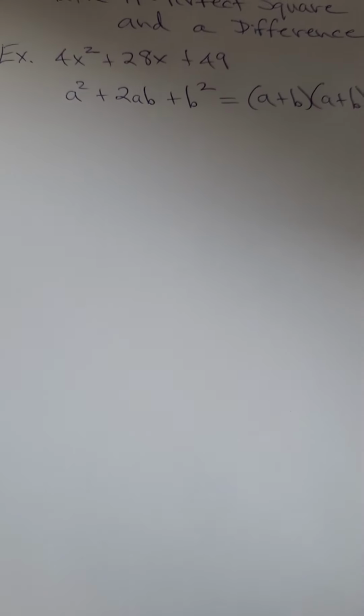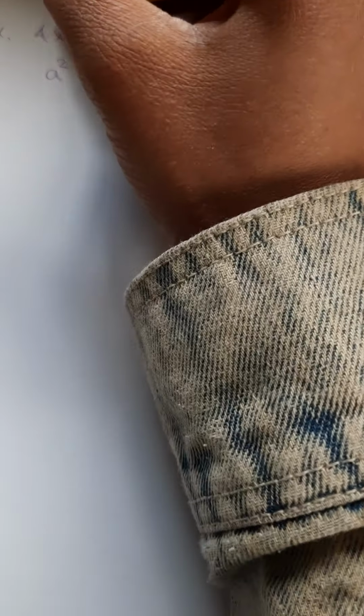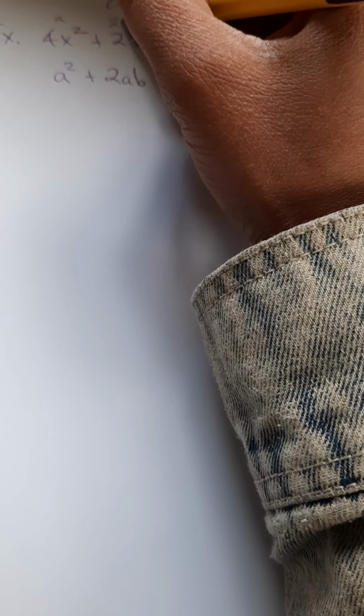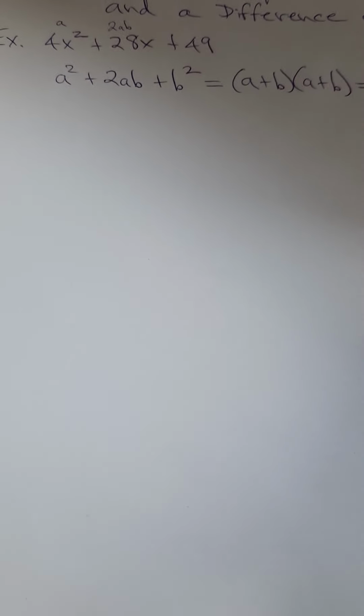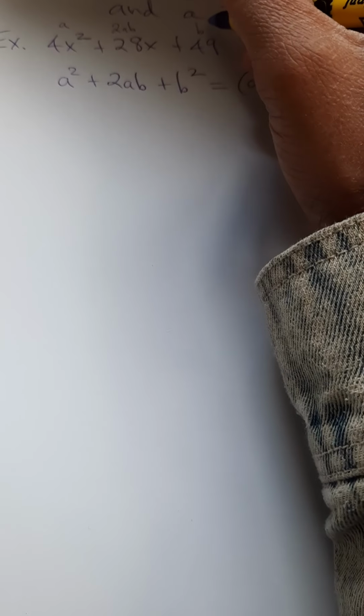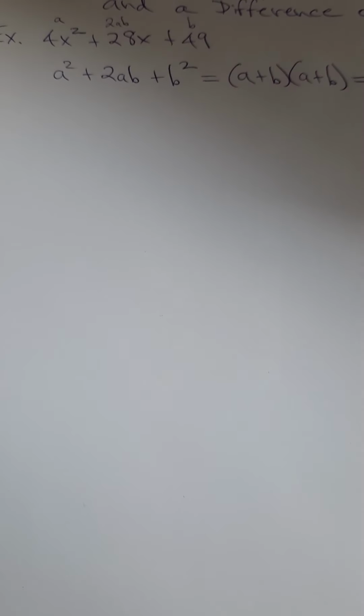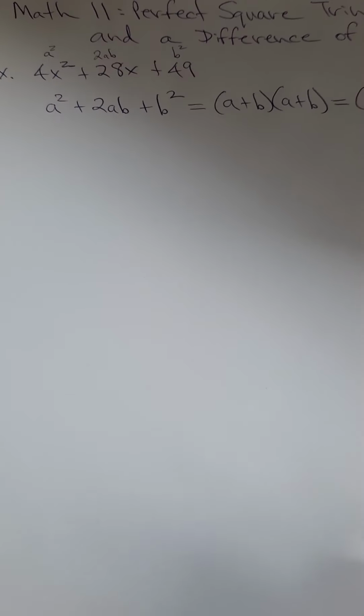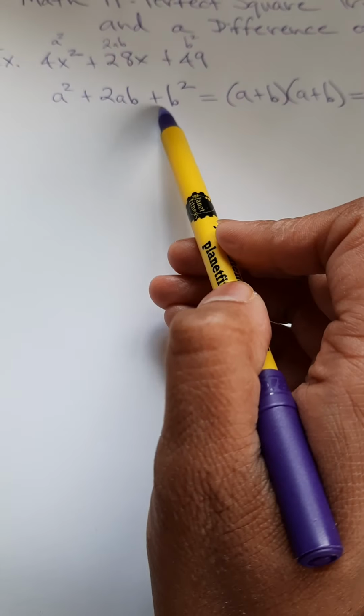So in this case, when you're looking at this expression, this 4x squared is actually the a squared value. The middle term here I see is 2ab. And the last term is going to be your b squared value. So it's just like this general equation I wrote on the bottom.